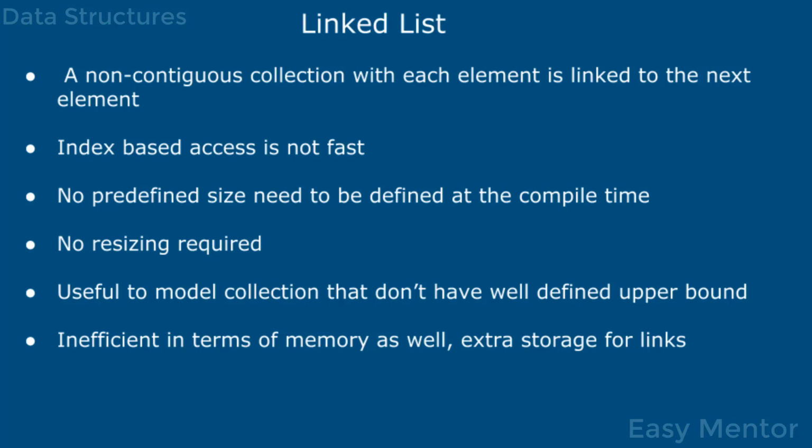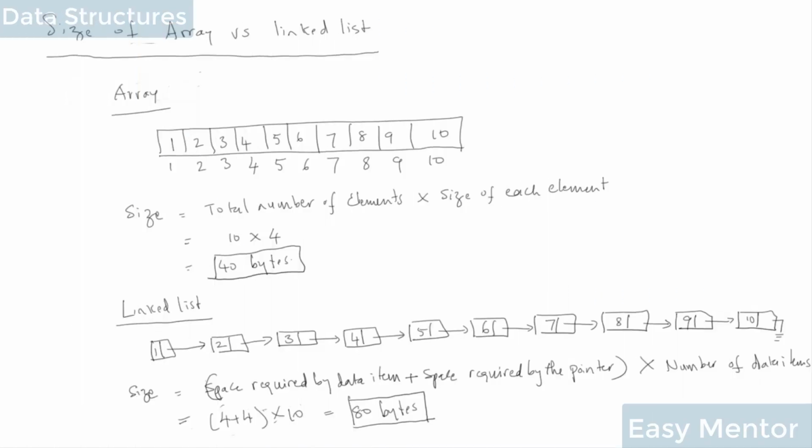But it has advantages. It can support arbitrary size. So if you don't know the number of elements that can be put into the collection beforehand, this is a very useful data structure because there's no resizing required. The elements can be present anywhere and they're linked amongst themselves. It's inefficient in terms of accessing elements based on the ordinals, but it's very flexible in terms of allowing arbitrary sized collections. One other inefficiency that a linked list introduces is the amount of memory required to store the elements.